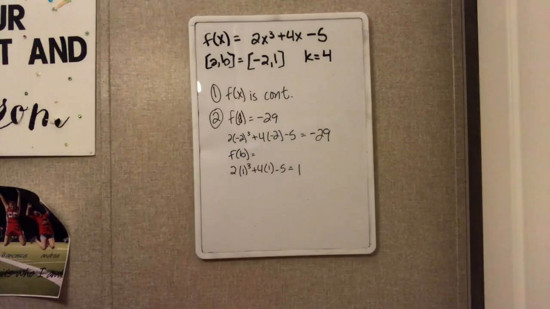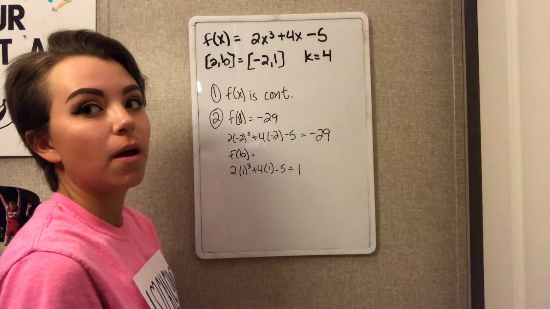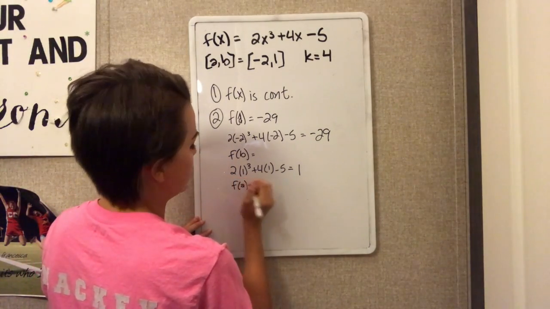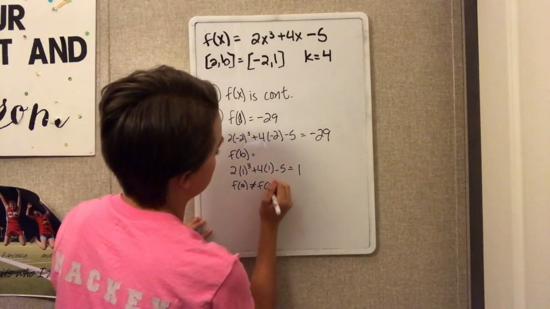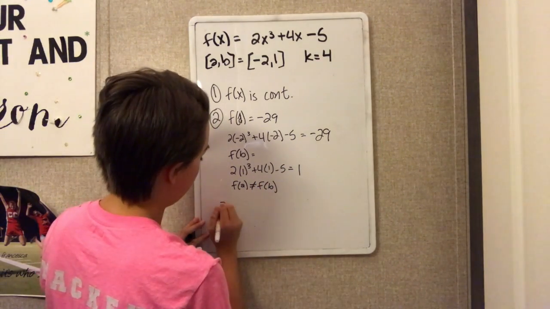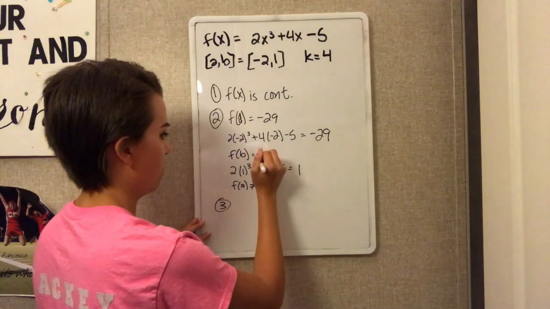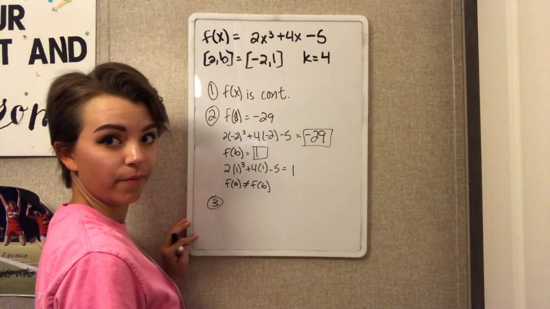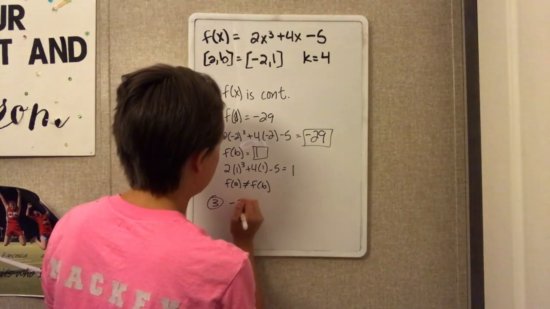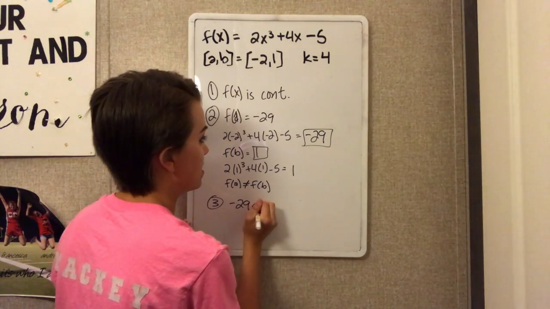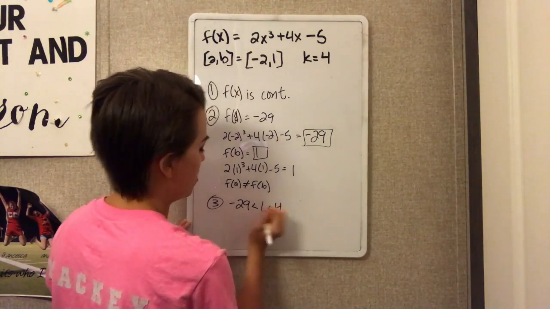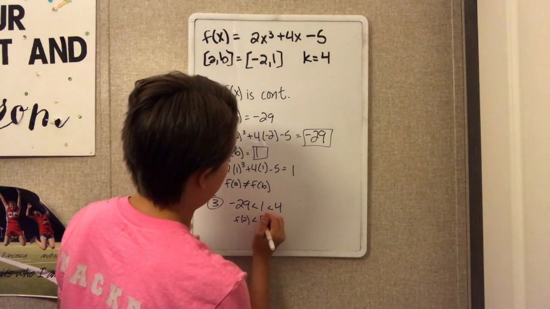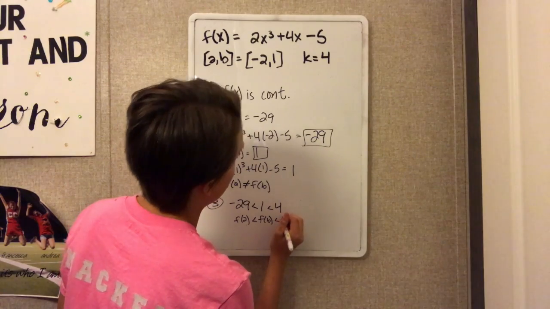Uh-oh! If you haven't noticed the problem yet. So f of a does not equal f of b. So that's good. But you see our interval? Negative 29 is less than 1 is less than 4. So that would be f of a is less than f of b is less than k.